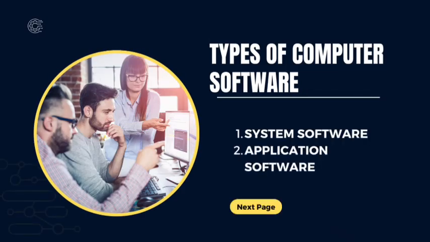Moving forward, we have basically two types of software. We have the system software and the application software. Some persons will say we have a third one called utility software. But basically, there are two types of software. We have the system software and the application software. In brief, we'll talk about the two.